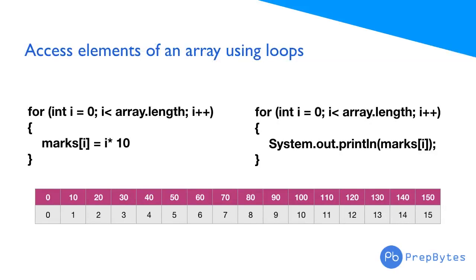The 0th element will have the value 0. The first element will have the value 10. The second element will have the value 20. Similarly, in this case, you can see that we have index till 15, which means that we have 16 elements in this particular array.